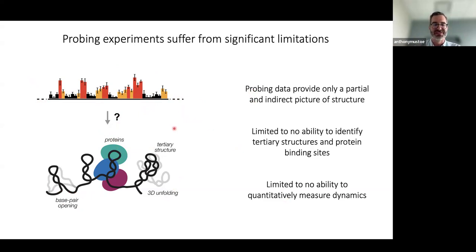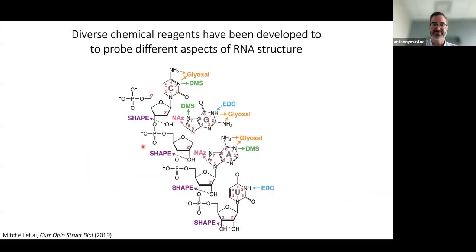of structure. It's very challenging actually to identify from data like this whether a nucleotide is unreactive because it's in a secondary structure or because it's participating in a tertiary structure or bound by a protein. And that's potentially very different from a functional perspective, very different from an interest perspective if you're trying to think about designing something like a small molecule that's targeting an RNA. And then finally, it's challenging to quantitatively measure dynamics.